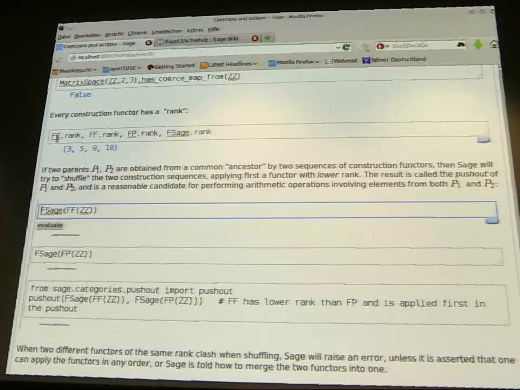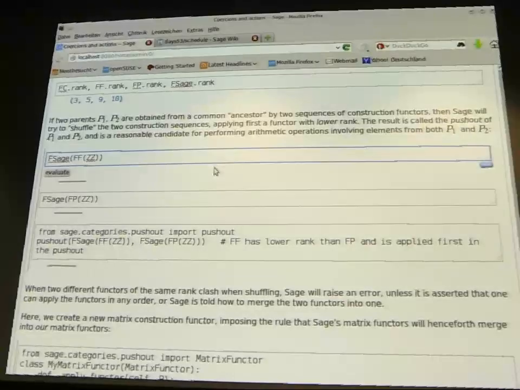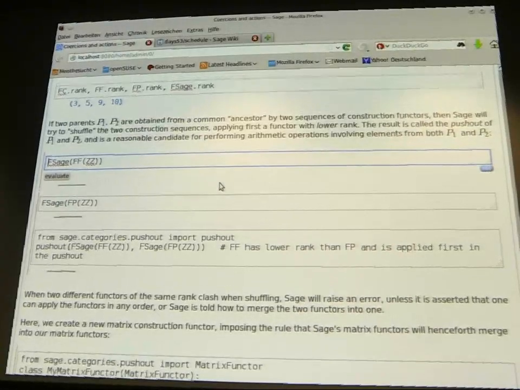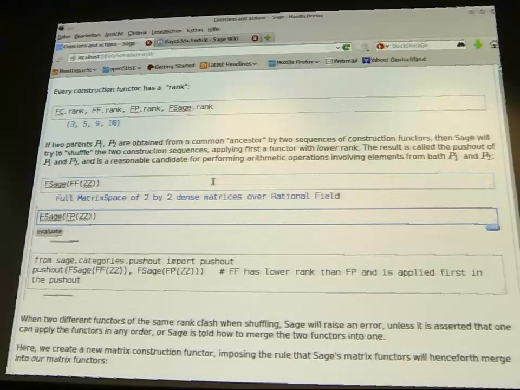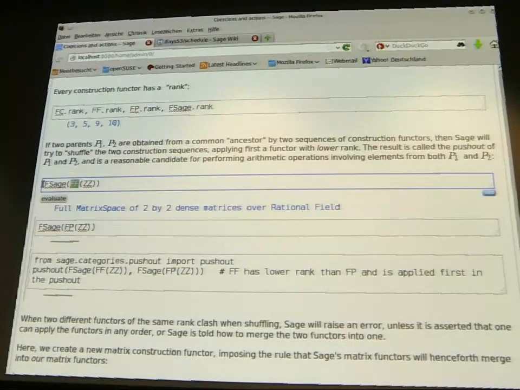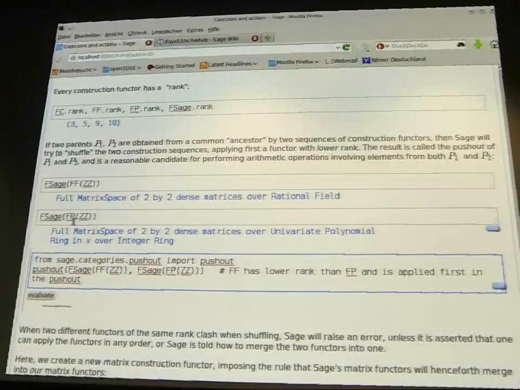Okay, and this is where we need the rank of these functors. Namely, if Sage has a choice to apply from the sequence leading to P1 or from the sequence leading to P2, then it would always take the one that has the lowest rank. Here's an example giving you two sequences of applying two construction functors to Z, namely first fraction field and then the full matrix space. And here, first construct a polynomial ring over the integers and then construct a matrix space.